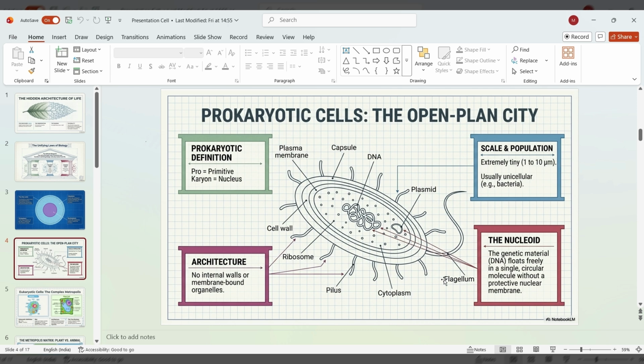Okay, one more important thing you can see on the screen, the region called the nucleoid region is shown. I told you that the nuclear membrane is absent in the prokaryotic cell. So the nuclear membrane is absent, and the region which contains the genetic material is called the nucleoid region. So we used to say that the region where this DNA is present, the genetic material floats freely in a single circular molecule without a protective nuclear membrane, is called the nucleoid region. Okay. So this is all about the bacterial cell.